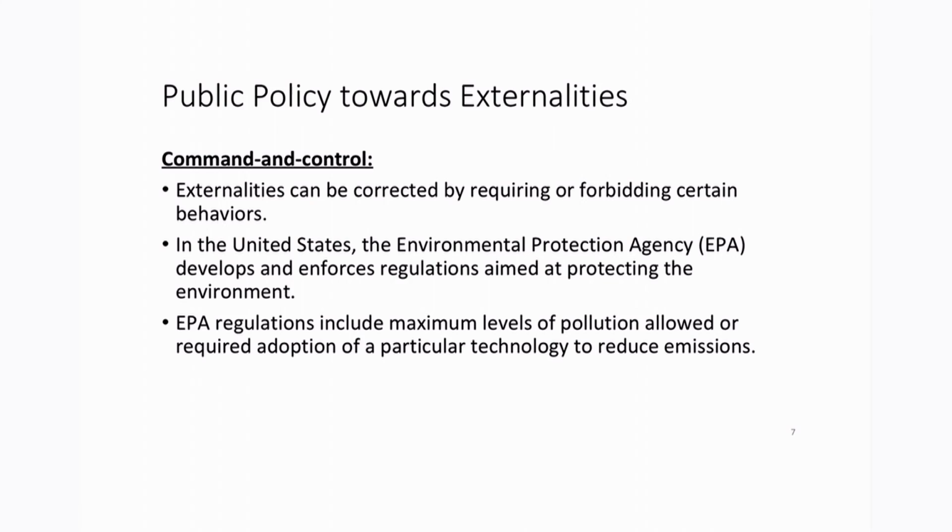There are a number of public policies that can be put into place for externalities. The first type is command and control, and these are direct government regulations where the government is trying to impose laws so that the firm or the individual is incentivized or disincentivized to act in a way so that they are closer to the socially optimal outcome.